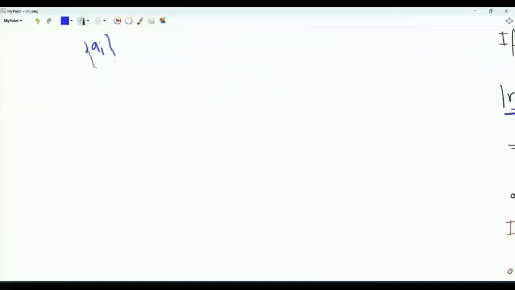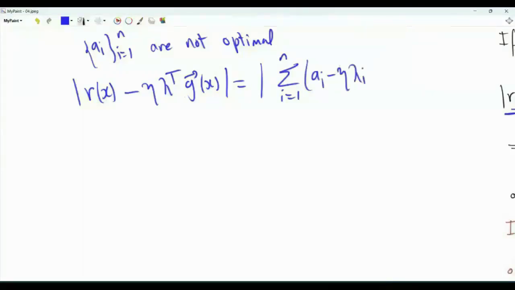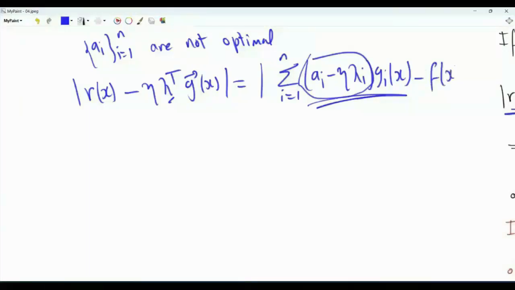We want to show that the a coefficients are not optimal, and we do this by investigating the magnitude of a modified residual. So this is the magnitude of R of X minus eta lambda transpose G bar of X. This is equal to the magnitude of summation i from 1 to n of (a_i minus eta lambda_i, the ith component of this vector lambda) times G_i of X. This is our new approximation using these coefficients minus f of x. We want to show that for every small x in big X, this magnitude is less than gamma.